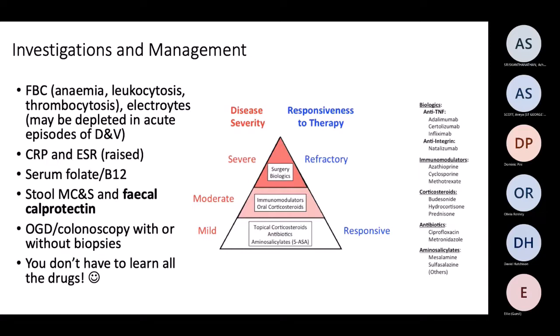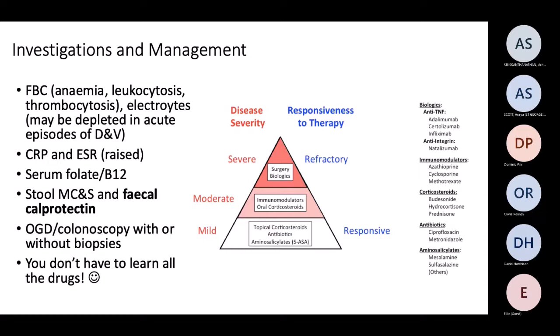And then here is the stepwise medical treatment that we use for IBD. So this is common to both Crohn's and UC. So we start off with very mild immune suppressant medications, things like 5-ASAs, like sulfasalazine, and also topical corticosteroids. So, for example, if someone's got ulcerative colitis that just affects the rectum, we might use an enema or a suppository rather than making them take oral steroids.